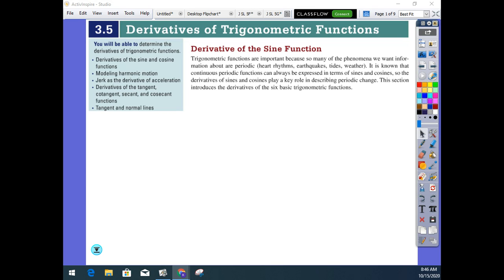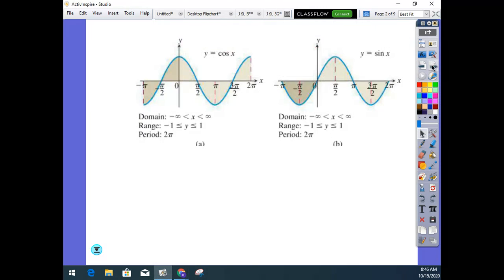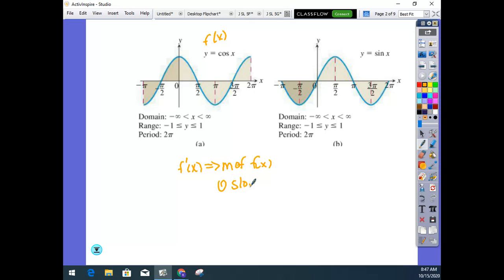So 3.5 is all about derivatives of trig functions. We're just going to have so much trig, you guys are going to be great at it by the time we're all done. So let's first consider what the original functions look like. If this is my f of x, what do we do to find f prime of x? We look at the slope of f of x. The first thing you always want to do in graphing derivative graphs, look for zero slopes first.